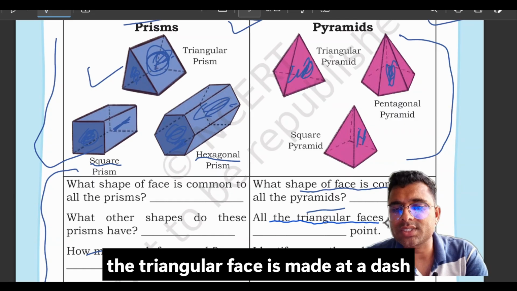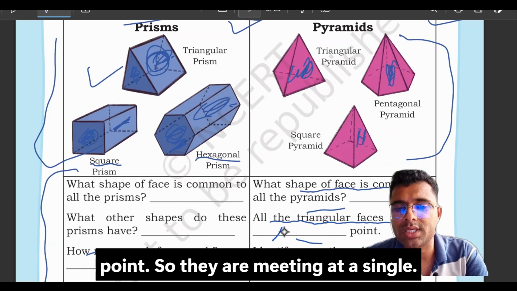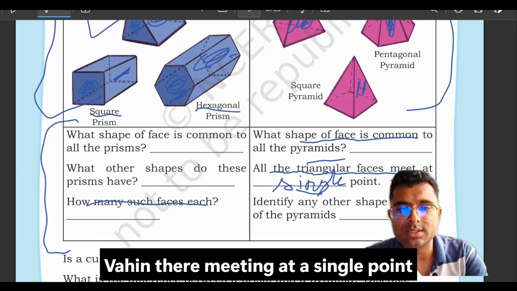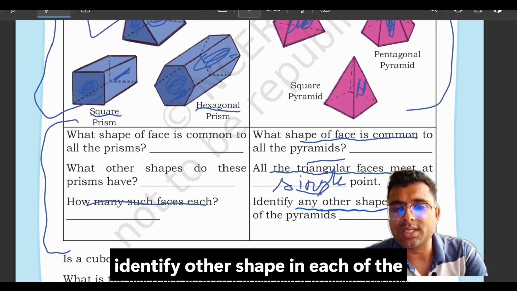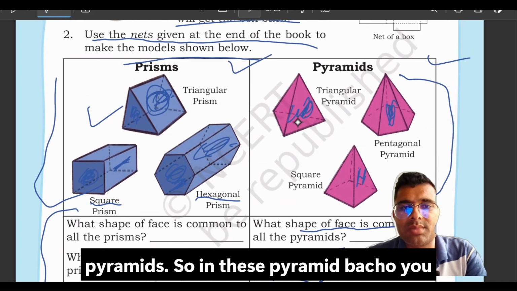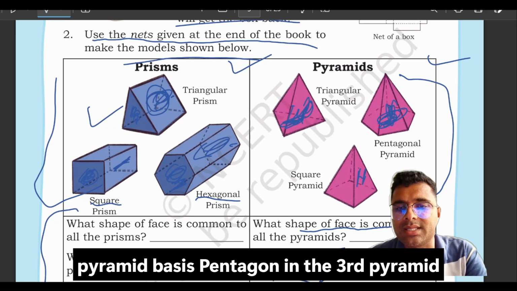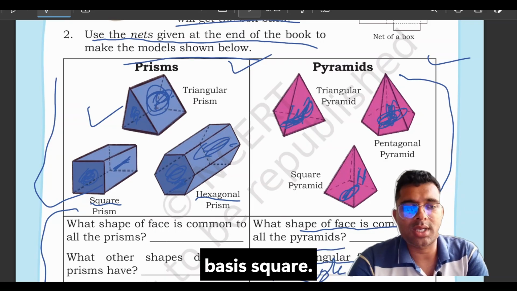All the triangular faces meet at a single point. They are meeting at a single point. Identify the other shape in each of the pyramids. In this pyramid, bachcho, you can see the base is a triangle. In the second pyramid, the base is a pentagon. In the third pyramid, the base is a square.